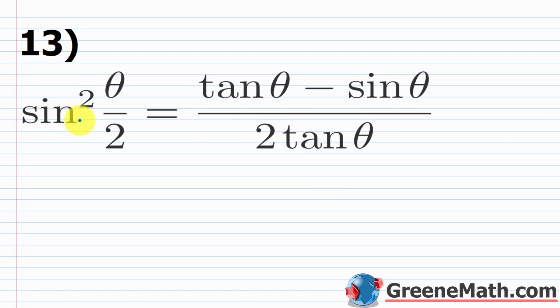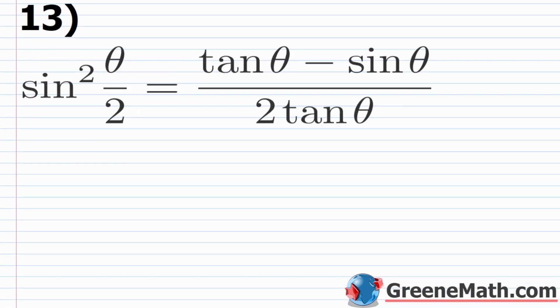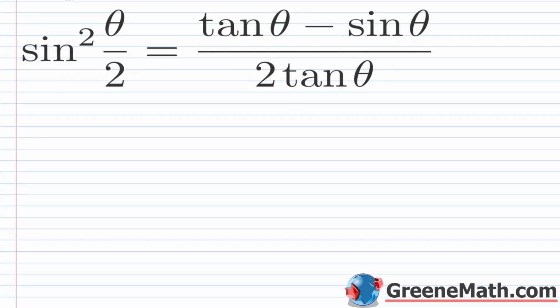Okay, let's take a look at problem 13. So here we have sine squared theta over 2 is equal to tangent of theta minus sine of theta over 2 times the tangent of theta. So again, lots of different ways to work this. I'm going to consider this left side more simple. And so what I'm going to do is work on this right side here. And so to do this, I'm going to multiply the numerator and denominator by the cotangent of theta.